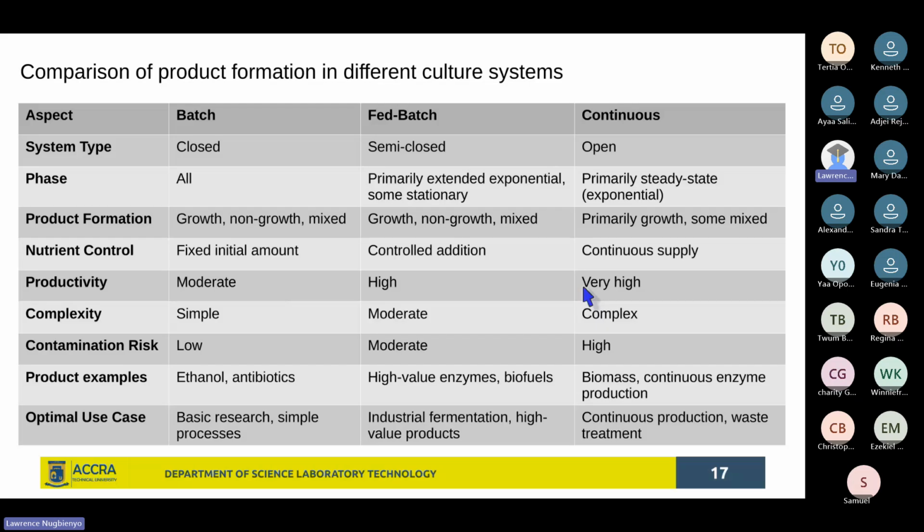And so productivity for the continuous is very high, whilst you have fed batch, I mean high, and you have the batch system moderate. But of course, each of them are used for different purposes. Complexity, the batch system is the simplest because you just put everything there, you close it, you wait till the end. Fed batch is moderately complex, and a continuous system is a more complex system.